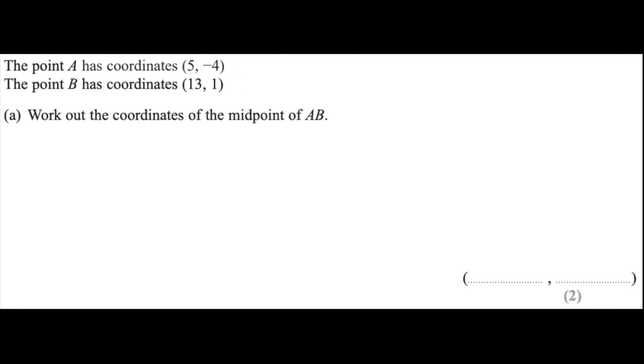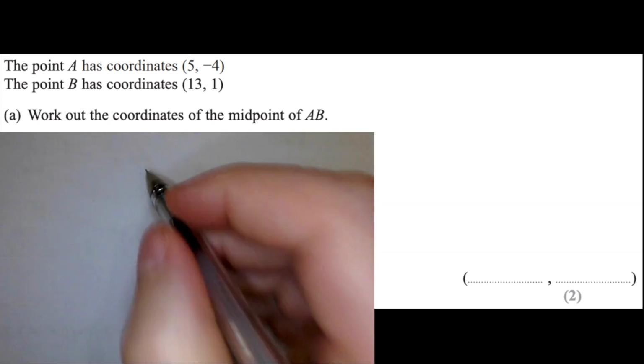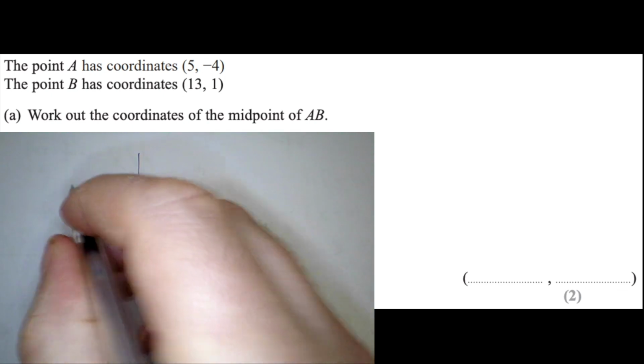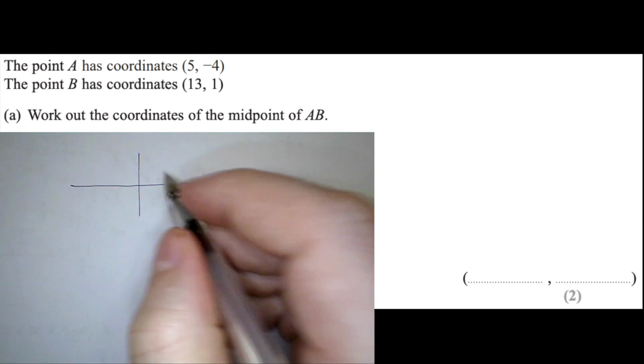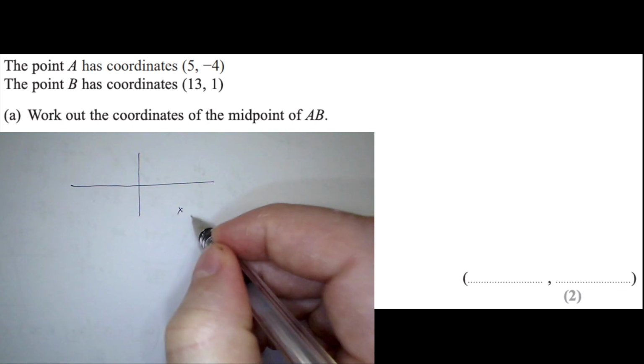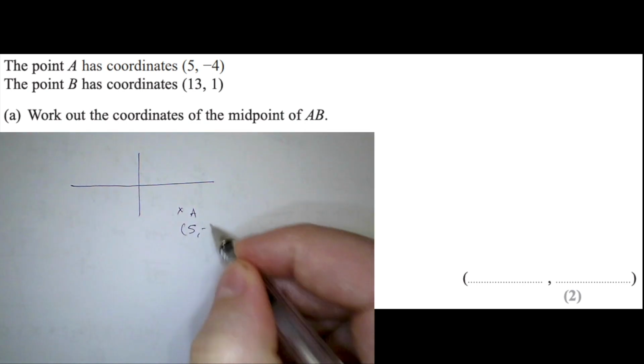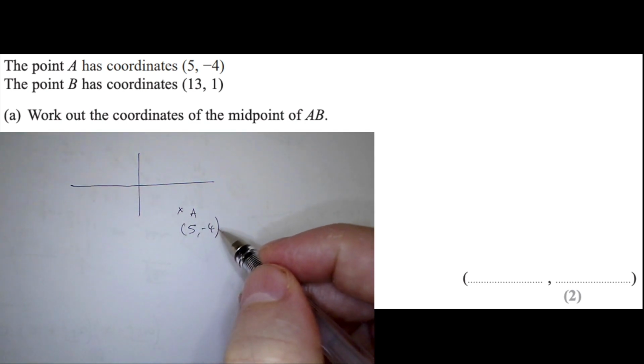Okay, so here we've got some coordinate geometry, and we're going to try and find that midpoint. Now you can probably do this very quickly, but I'm going to do it sort of graphically on a diagram. I'd like to know that my answer makes reasonable sense, so I'm going to have to draw a little picture. So along 5 down 4 for A, and along 13 and up 1 for B.